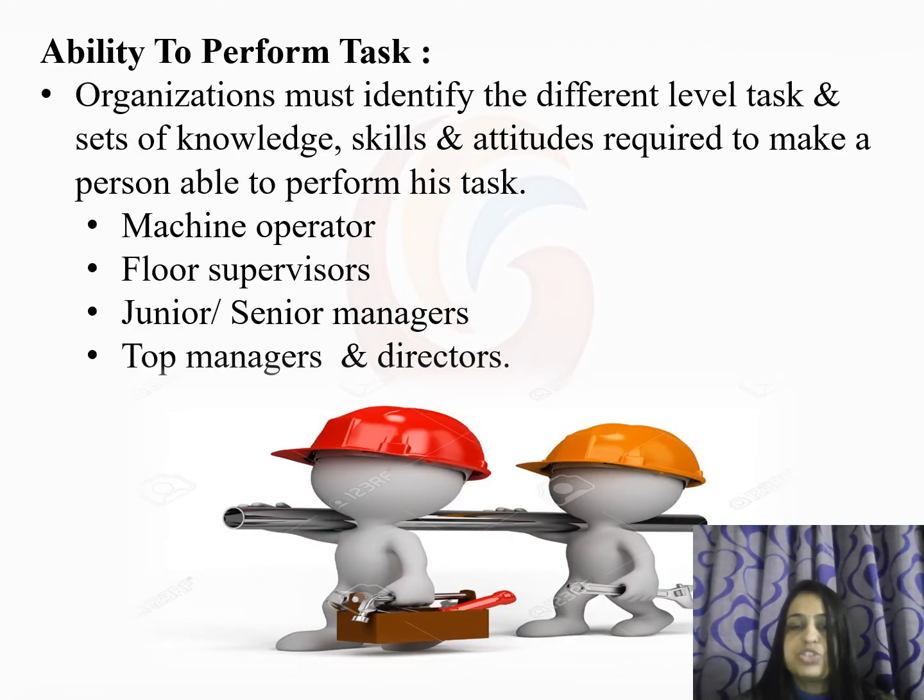Then ability to perform tasks. Here we have to judge which person is equipped with which skill, who has particular knowledge in a specific area. According to that, the duty must be assigned to that person. The organization must identify the different level tasks and the set of knowledge, skills and attitude required to make a person able to perform his task. Machine operator or floor supervisor, junior, senior manager, top managers and directors: according to their skill and their ability to perform the task, it should be assigned to them.